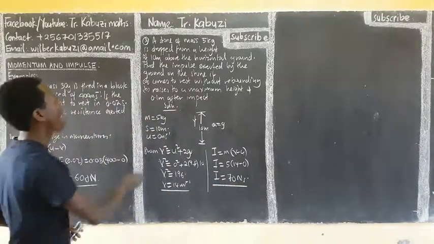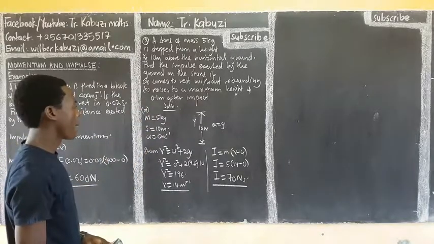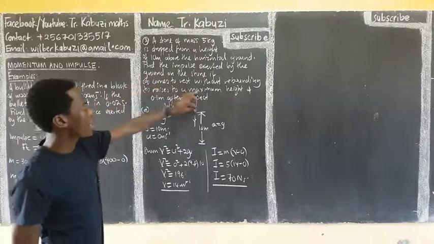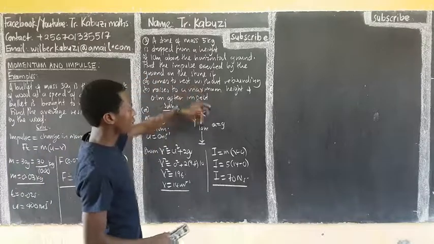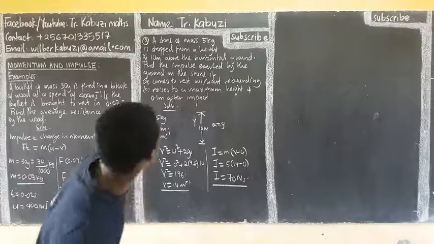Now this one happens if the body is just falling and then it rests there. Because from here, the distance is going to be discovered in this. That's how we're going to deal with it.